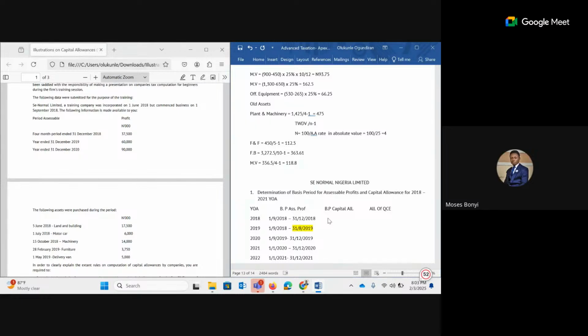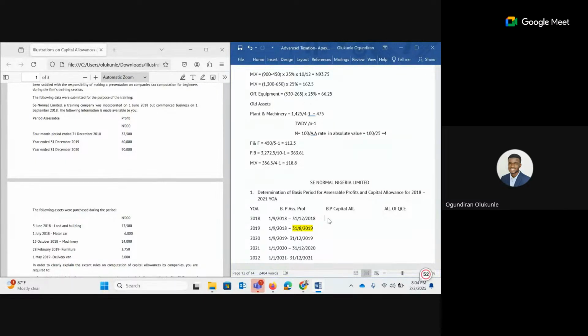Why are we using actual year basis? Last class we used preceding basis. Okay, we said that for basis period, for years of commencement below 2020 year of assessment, you have to use the old rule. And the old rule is saying from the date of commencement to the 31st December of that same year, on actual year basis. But for better clarification, you may want to watch our first class video, where I explained it in detail.